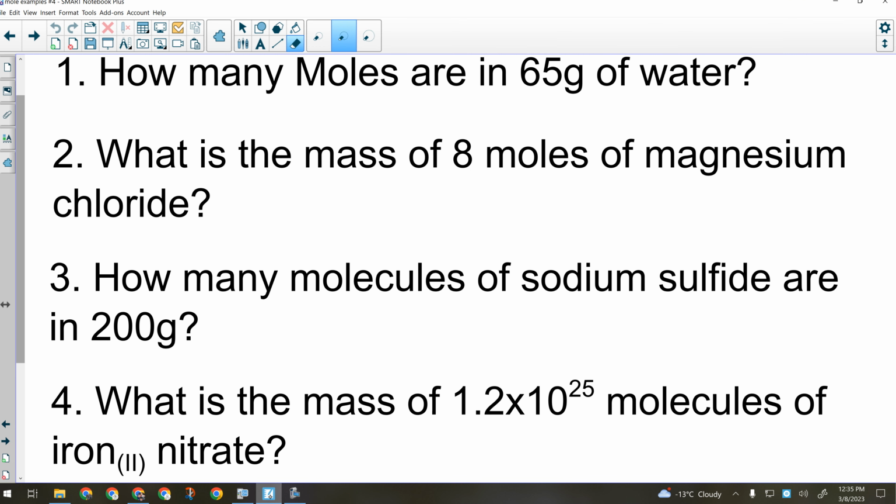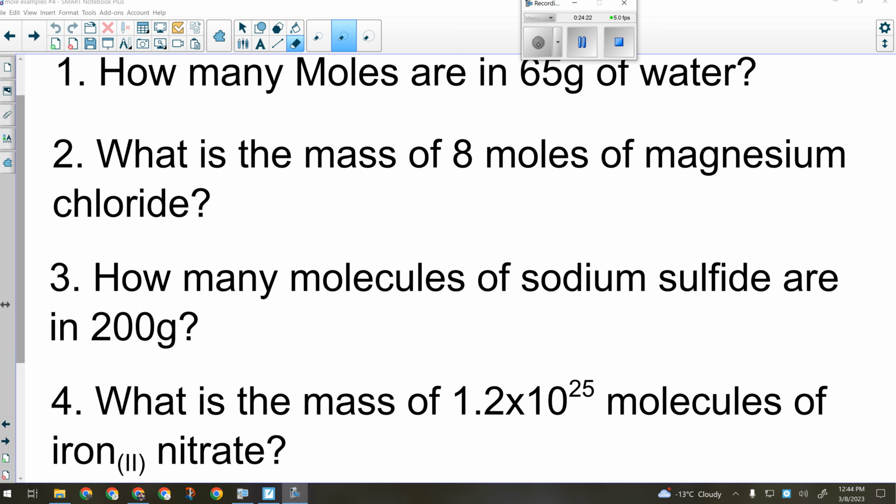I would like you guys to get started on those 4, because I told you I'm going to do 4 examples every day, 1 of each type of mole equation question, so here they are. You guys give them a try first, and then we'll walk through them as we go here.